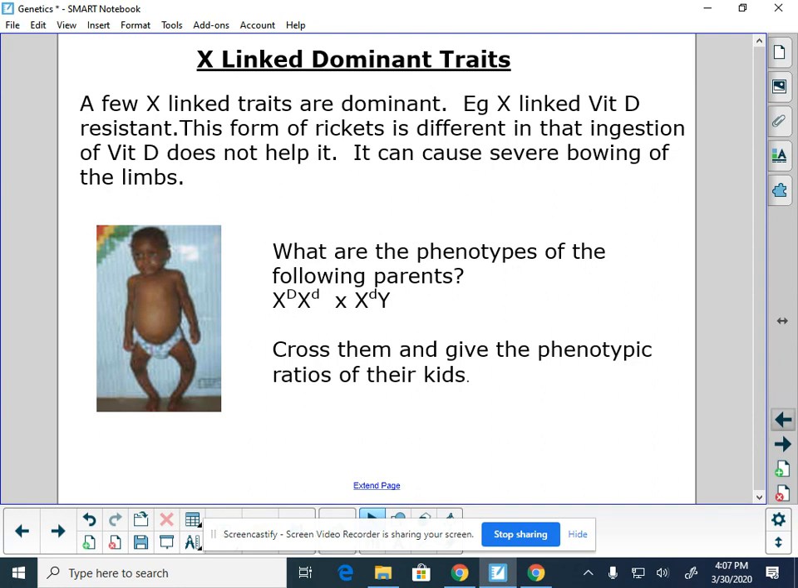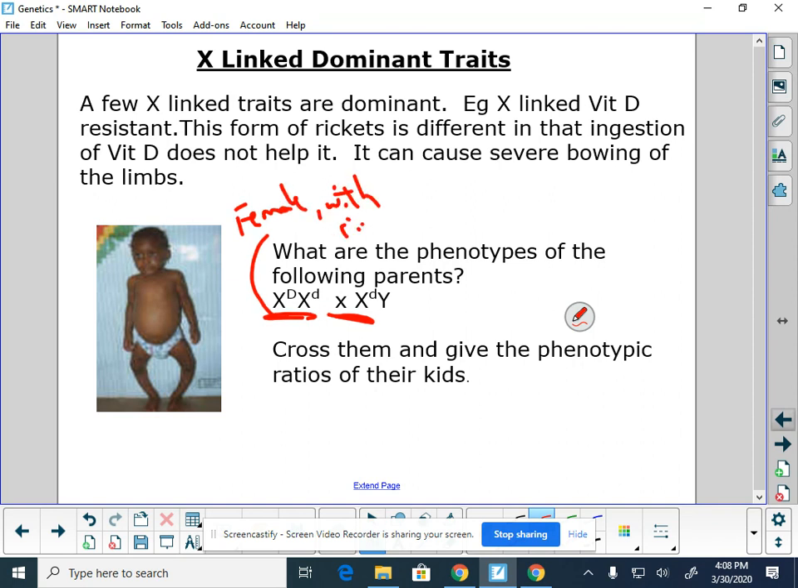X-linked dominant traits are much more rare, but there are a few, like vitamin D resistant rickets. Severe bowing of the limbs is a dominant trait. So what are the phenotypes of the following parents is the question given here. This is a female with rickets, and I know she's with rickets because she has the dominant capital D there. This would be a male who is normal, or no rickets, because he does not have a capital D on his X. Cross them and give the phenotypic ratios of their kids.